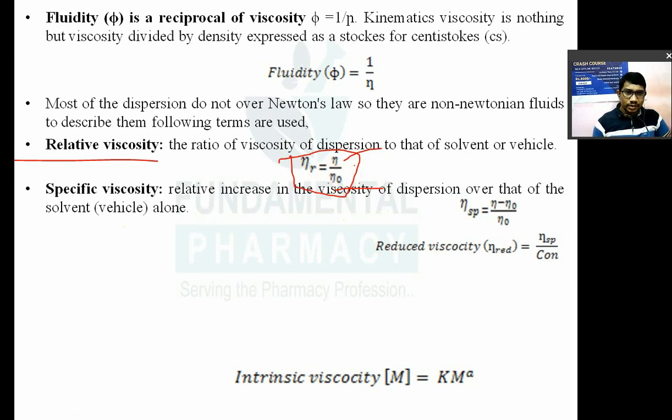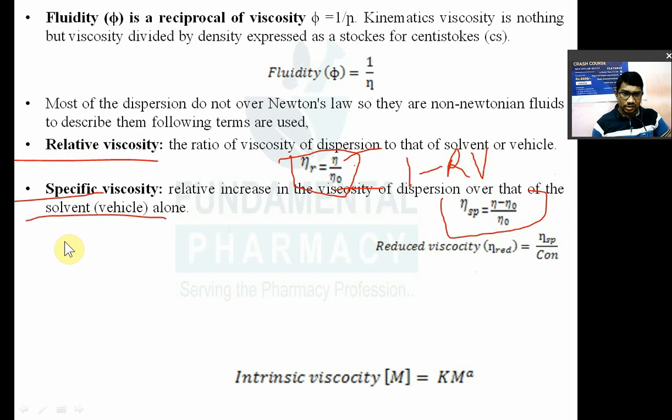So relative viscosity. Then specific viscosity. तो specific viscosity क्या होता है? Relative increase in the viscosity of dispersion over that of the solvent alone. Specific viscosity is equal to relative viscosity minus 1, okay. So eta divided by eta 0 minus 1. If you solve that, it will come eta minus eta 0 divided by eta 0. So that is nothing but the specific viscosity. So you can say specific viscosity is nothing but the relative viscosity minus 1.